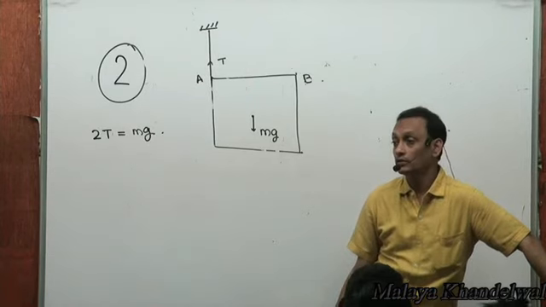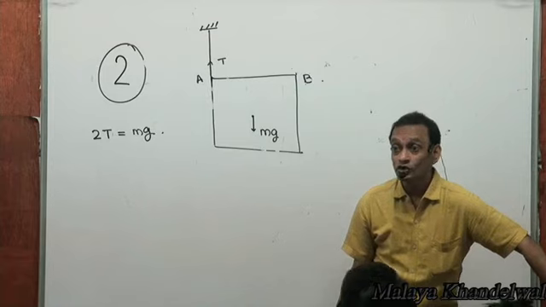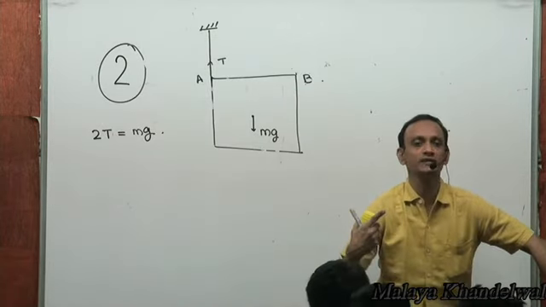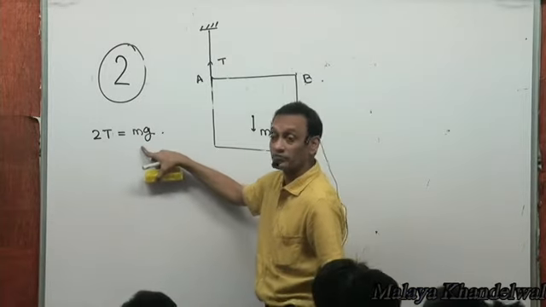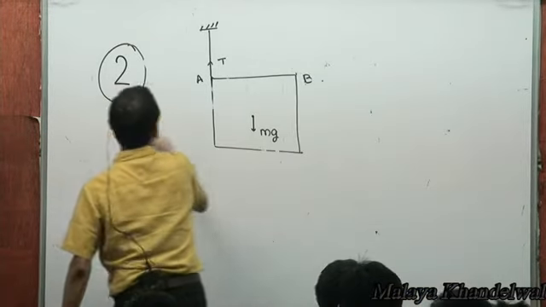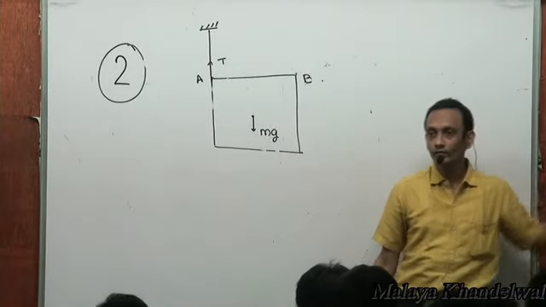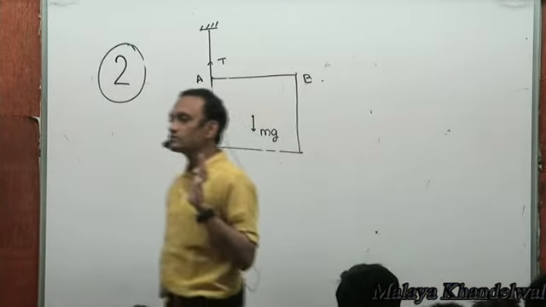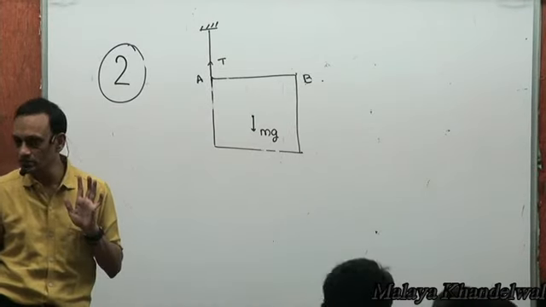It will change. Why? Because the string is an impulsive element. So tension would respond instantly because of the change in dynamics. So T will no longer remain mg by 2. T will become something else. Let's say T becomes some new T. Right? This then summarizes all the forces acting on the lamina.